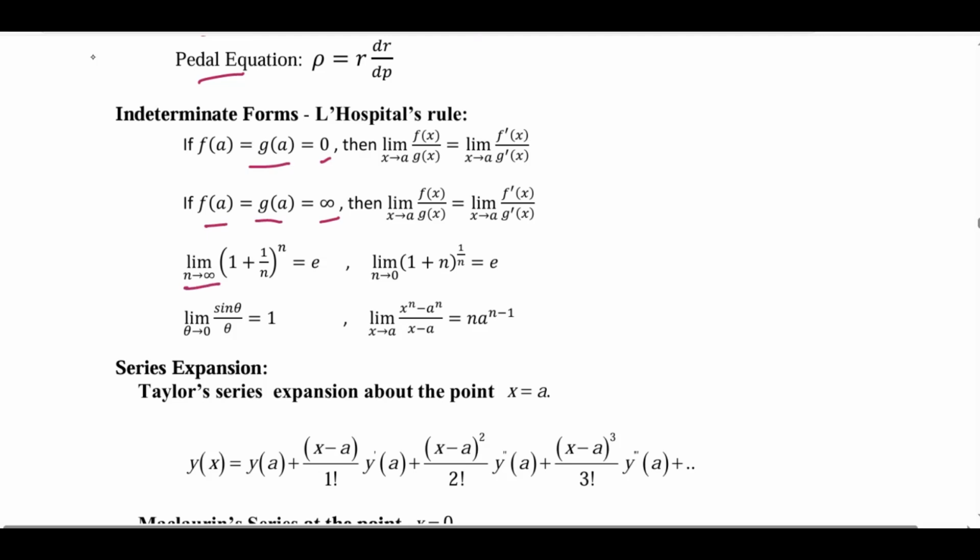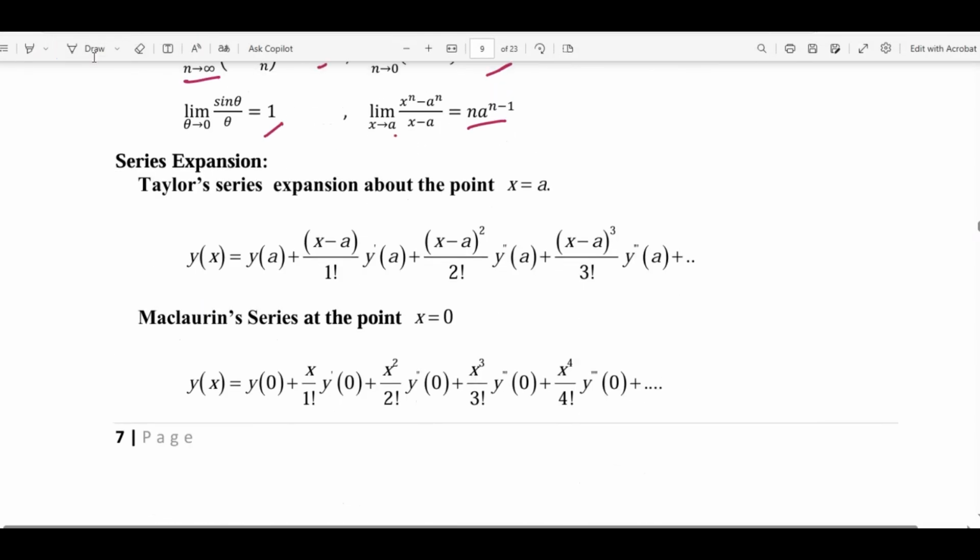If limit n tends to infinity, (1 plus 1 by n) to the power of n is e, then limit n tends to 0, (1 plus n) to the power of 1 by n is e. Limit theta tends to 0, sin theta by theta is 1, and the limit x tends to a, (x power n minus a power n) divided by (x minus a) is equal to n into a power n minus 1. Then the next topic will be series expansion.